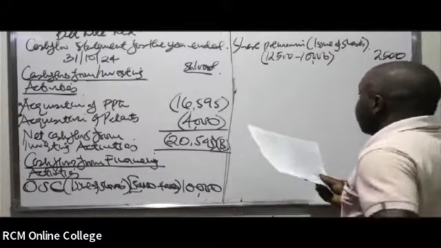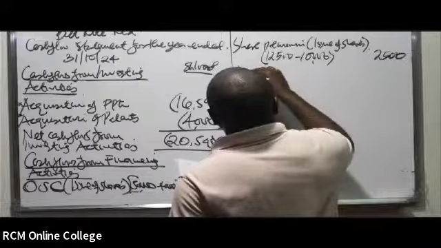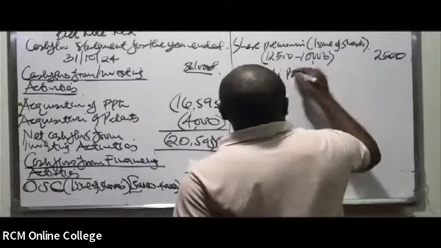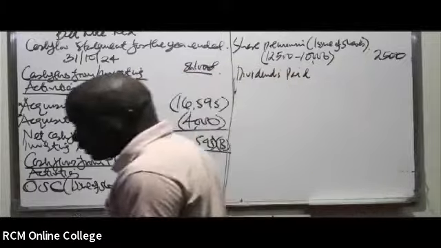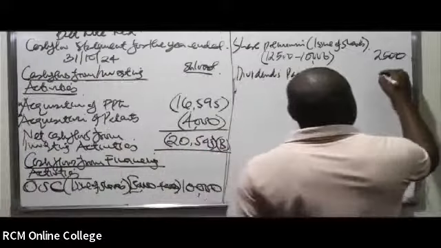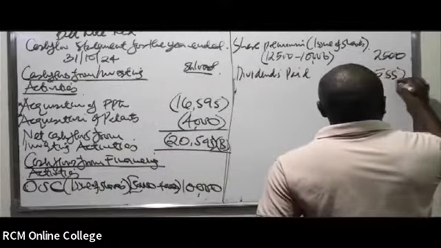Then we have dividend paid, which you've already been able to come up with in the retained earnings account, of an amount of 585. This money was going out, so 585 you deduct.